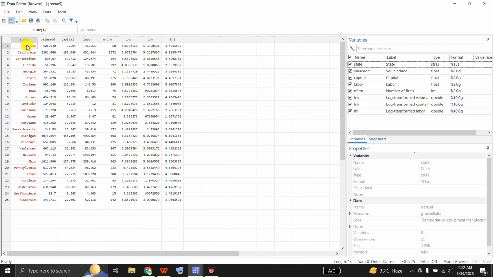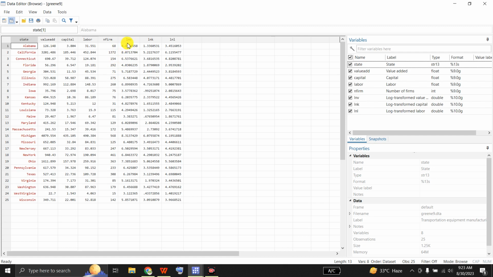This is state-wise data from the USA, starting from Alabama, California, Connecticut, Florida, Georgia, Illinois up to Wisconsin. There are 25 states. The second variable in this data set is value added. Then we have capital, labor, and the number of firms. There are 68 firms from Alabama, 1372 firms from California, and so on.